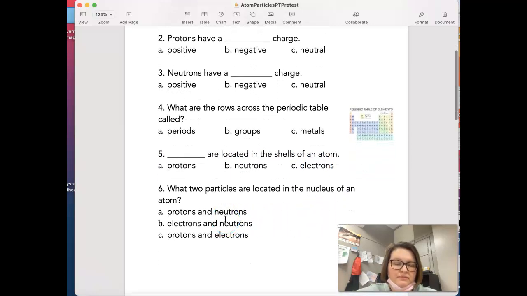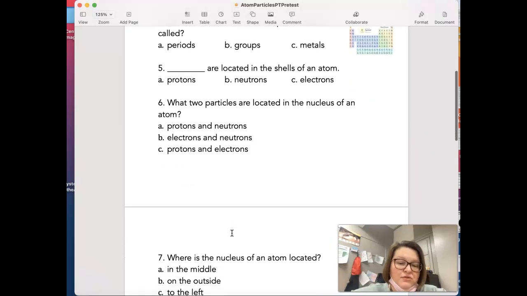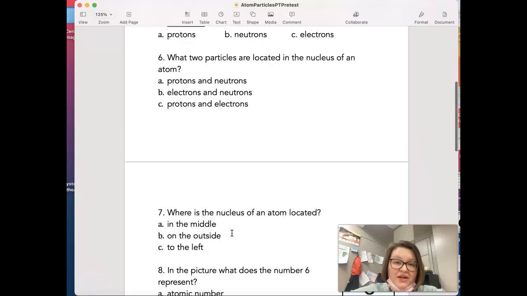Number 6, what two particles are located in the nucleus of an atom? A protons and neutrons, B electrons and neutrons, C protons and electrons. Science students, I hope you're hitting pause between each of these so you can find the answer if you need to. I'm not necessarily doing this super slow, so you can have time to look. You will need to hit pause between the questions to find the answers.